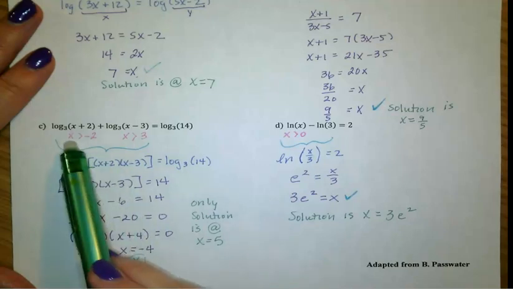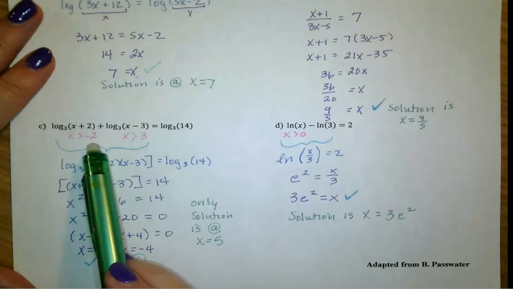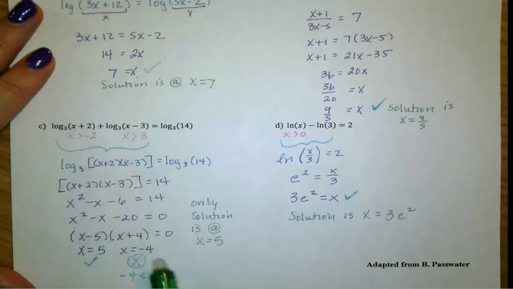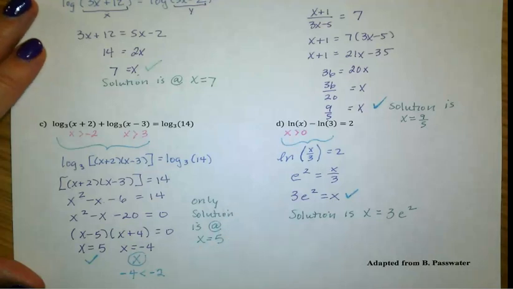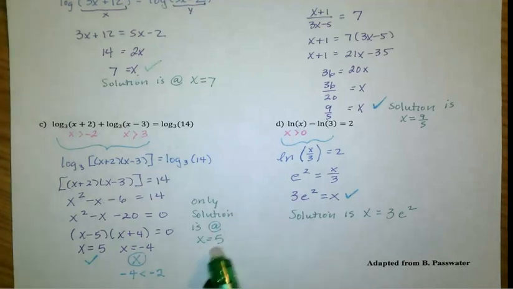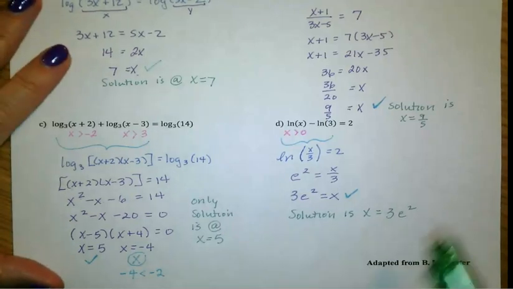When I put the -4 in here, I get this misstatement. -4 is not greater than -2. Therefore, it means that this can't be an actual solution because -4 is actually less than -2, not greater than. So the only solution on part C is at x equals 5.